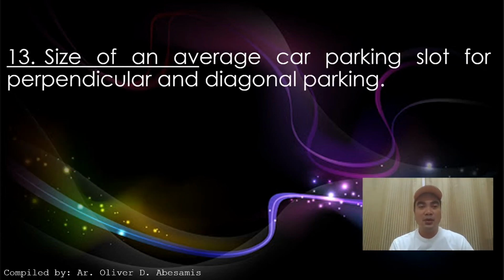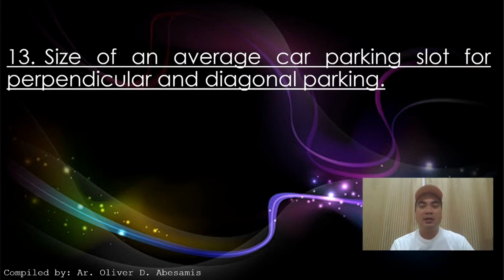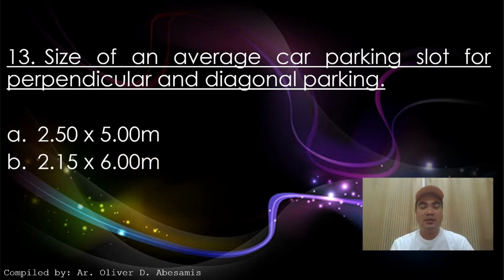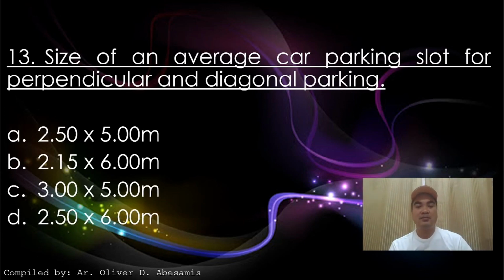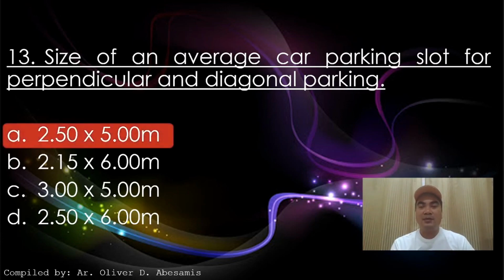13. What is the size of an average car parking slot for perpendicular and diagonal parking? Again, what is the size of an average car parking slot for perpendicular and diagonal parking? A. 2.5 by 5 meter. B. 2.15 by 6 meter. C. 3 meter by 5 meter. D. 2.5 by 6 meter. Answer? A. 2.5 by 5 meter.